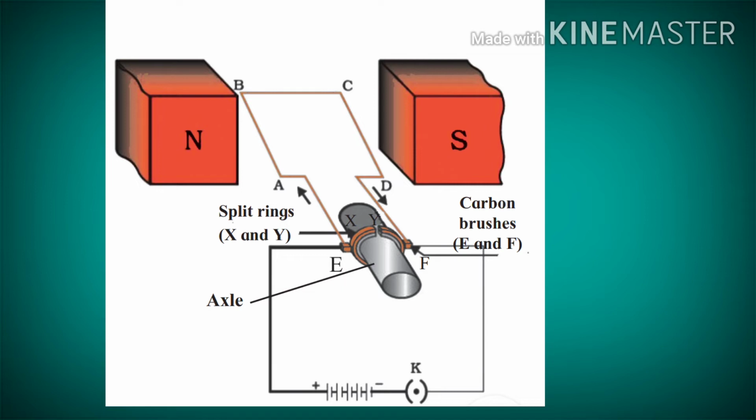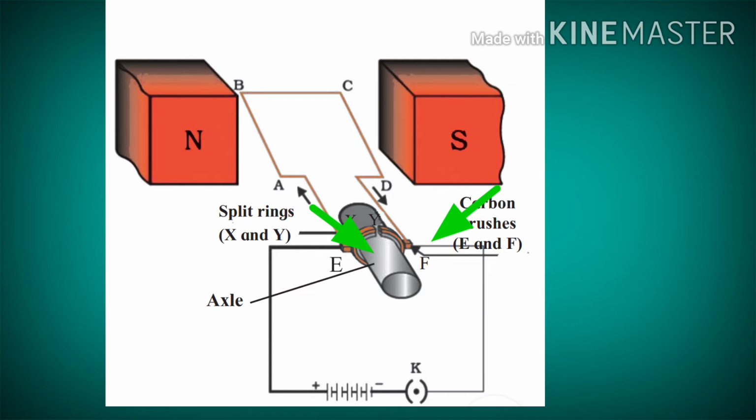Now, I will call this conductor a loop, because the complete setup is making a loop. The two loop ends are connected to two halves. You can see here X and Y. These are called split rings. I will tell you its use in some time, don't worry.